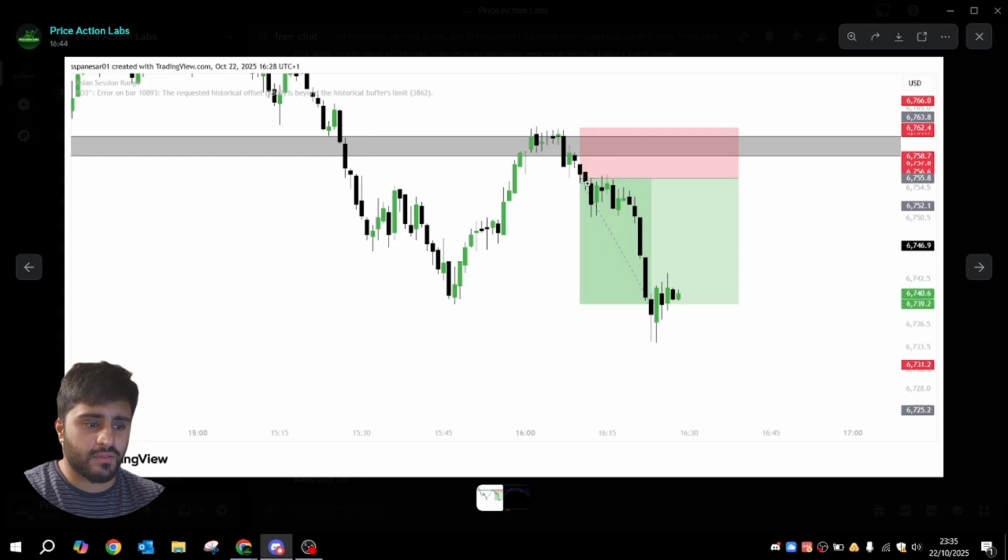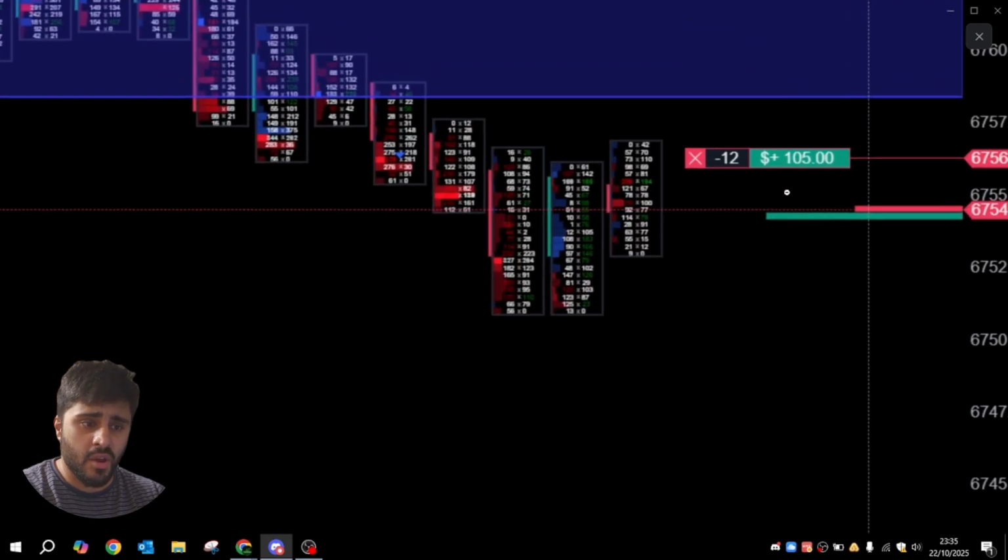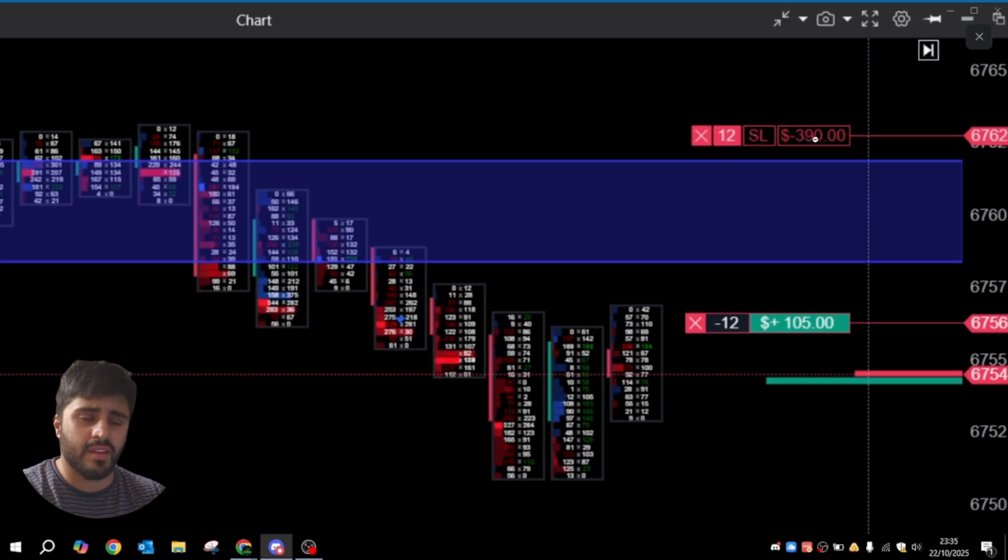So this was the trade I took. This was around 10 past 4 in the UK or 10 past 11 EST. This was my execution, around 10 past 11 Eastern. Went in with about 12 contracts in MES.